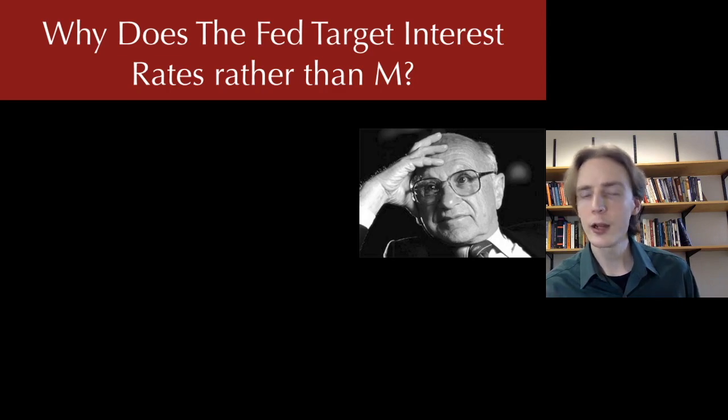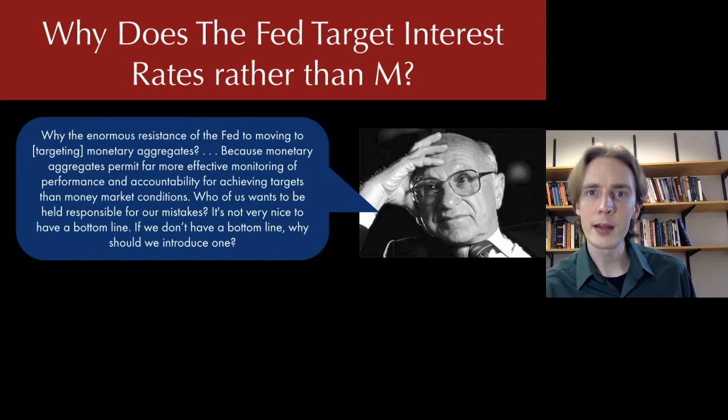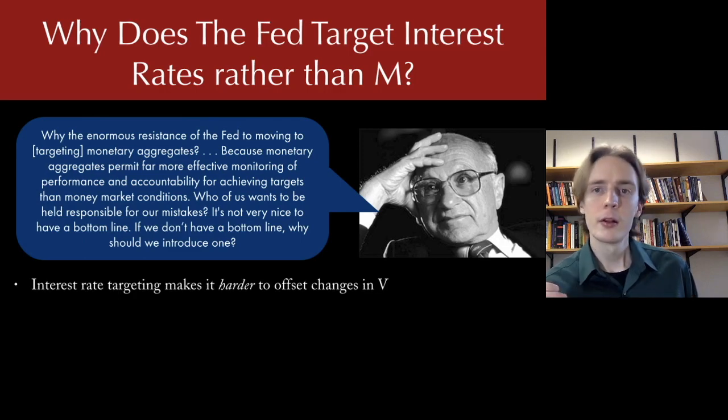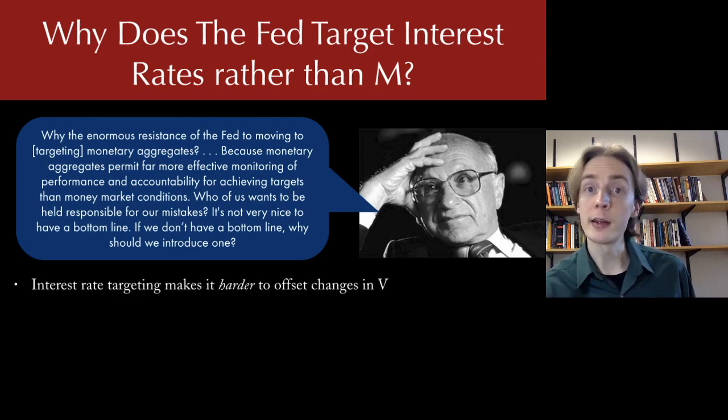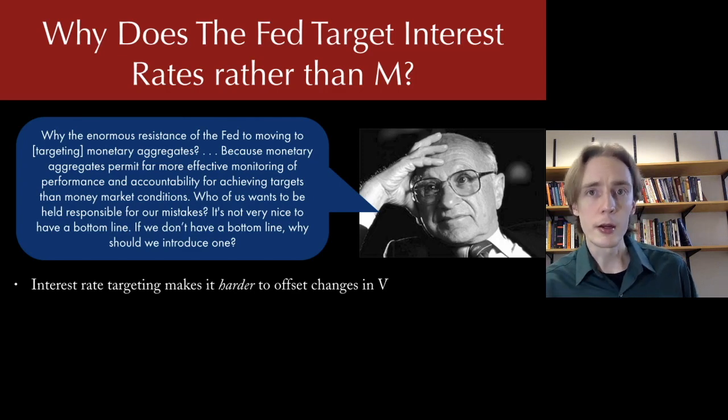Semi-convincing story, right, under certain conditions. But Friedman suggested that interest rate targeting actually makes it harder to figure out how much to expand or contract the money supply by. So he says, why the enormous resistance to just directly targeting monetary aggregates? Why not just target M2 rather than interest rates? Or maybe even a broader aggregate would be even better. Because it's easier to monitor.